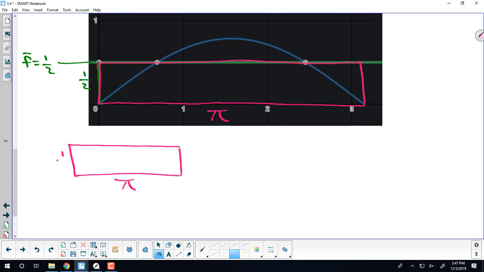So this rectangle, that area is equal to this area. That's another way to look at it. But in general, what we're saying is that on average, the y values that are taken on by that function from 0 to pi are 1/2.